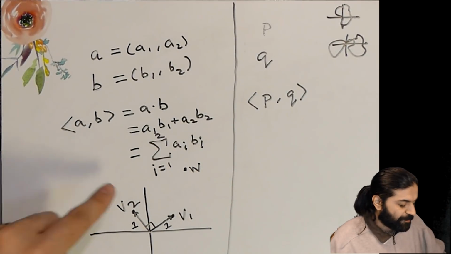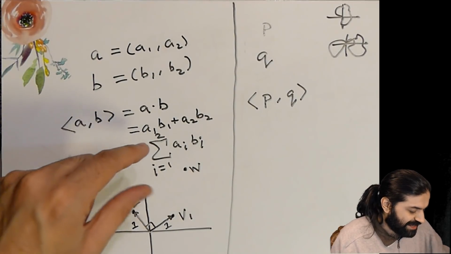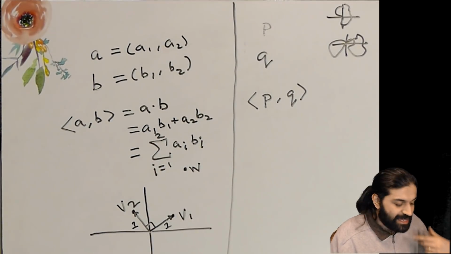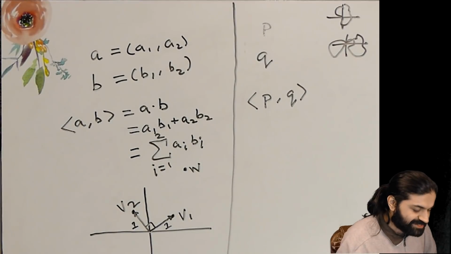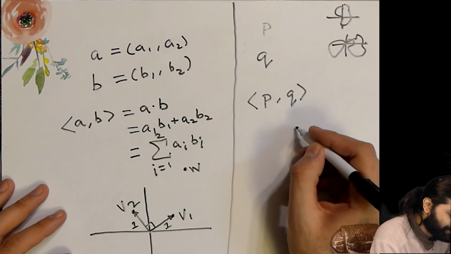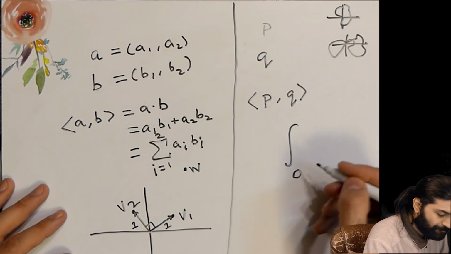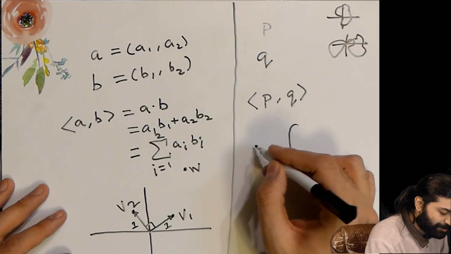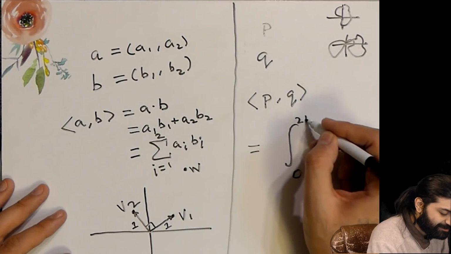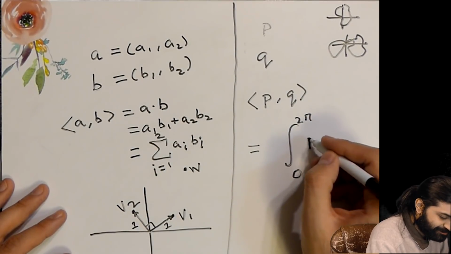Now, when I define an inner product in the finite dimensional case, I just summed the product of the coordinates. But since now we're dealing with infinite objects here, the natural thing to try is to do an integral. And since these paths are from 0 to 2 pi, a good generalization of this inner product is going to be, let's just integrate the product from 0 to 2 pi.